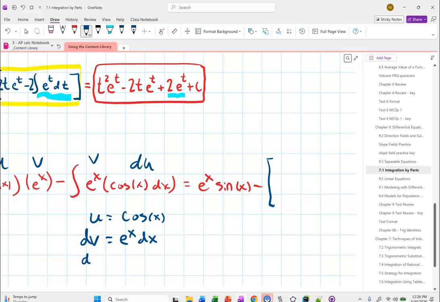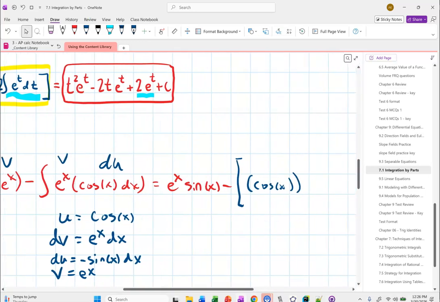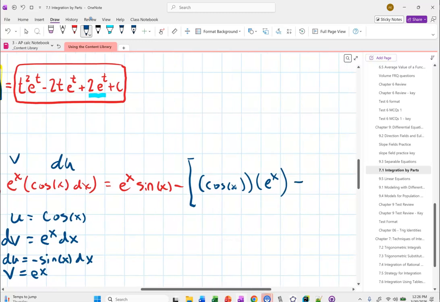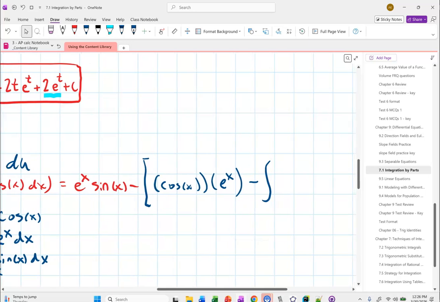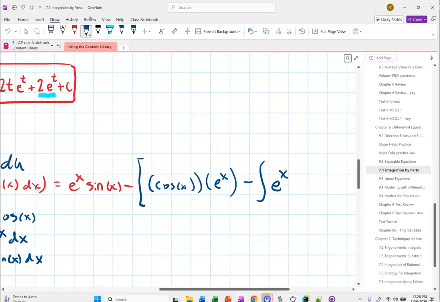Oh, sorry, we didn't write: du is negative sine x dx, and v is e to the x. Should write those down. All right, and then we are doing this stuff in blue. So we have cosine x times e to the x, and we have minus the integral of v du.